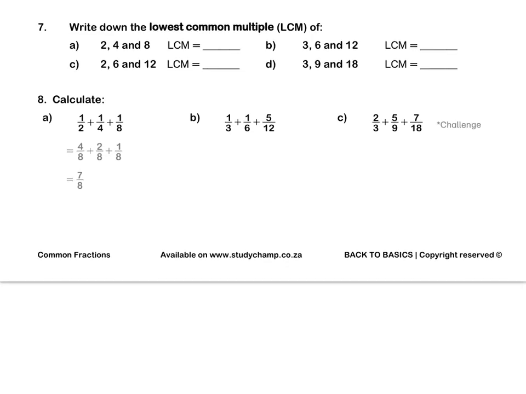Question 7. Write down the LCM, the lowest common multiple, of 2, 4, and 8. The answer is 8. Press pause to complete the rest of question 7 by yourself. Question 8. If we look at our denominators, our LCD is 8. So for a half, we times the bottom by 4 and the top by 4. For a quarter, we times the bottom by 2 and the top by 2. And we leave the last eighth. We add up to get 7/8. Press pause to complete the rest of question 8.